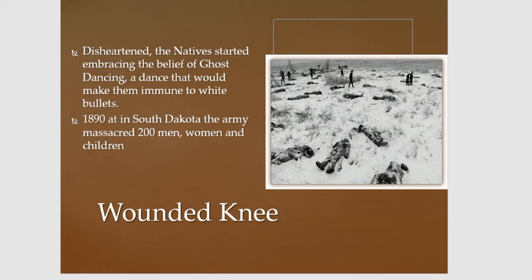So in Wounded Knee in South Dakota, there was a ghost dancing ceremony, and the militia was there. They believed that the Native Americans were about to rebel because they started their ghost dancing. So the militia opened fire. 200 men, women, and children were killed in cold blood, left to rot. That was Wounded Knee.